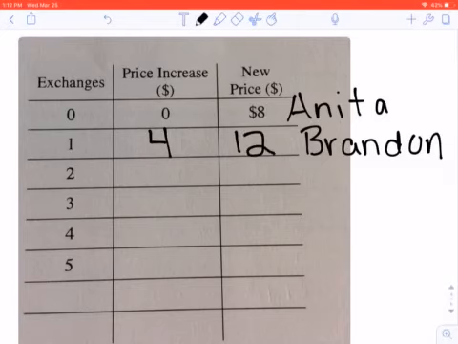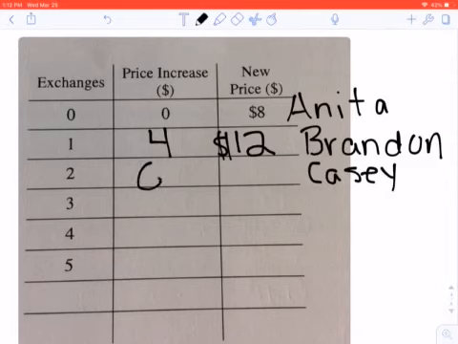But remember, Brandon then wanted to increase the price and make a profit when he was selling it to Casey, and he wants to sell it for 50% more than he paid. So what is 50% of 12? What's half of $12? It is 6. So he's going to increase the price by $6, which means he's not going to sell it for 8. He's going to sell it for the price he paid, which was 12, plus the $6. So he's going to sell it for $18.